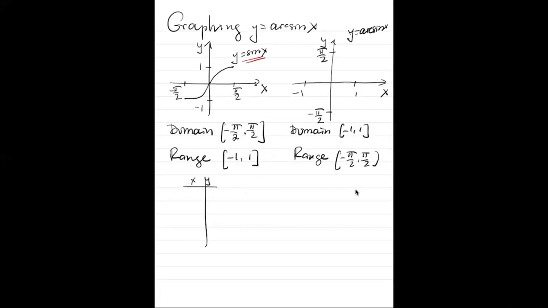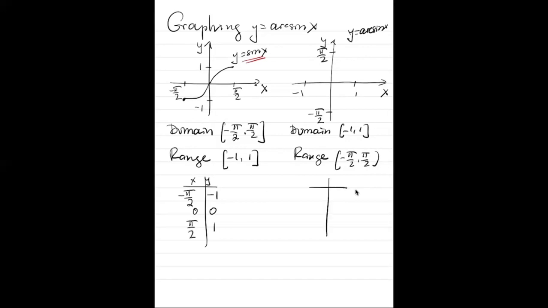This is the table for the sine, and let's look at the graph. Here's one point, -π/2 gives you -1. So that's the beginning point right here. 0 goes to 0. We can do more points, but I'm just going to do π/2 and 1.